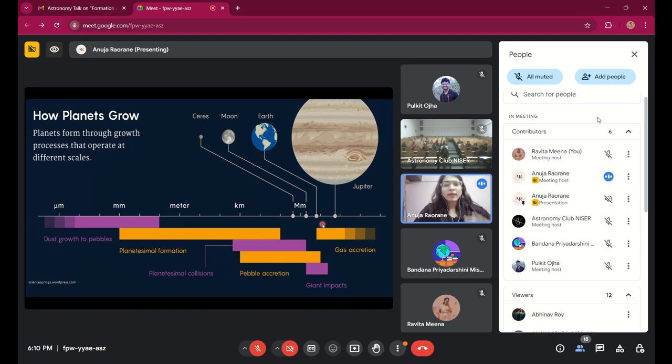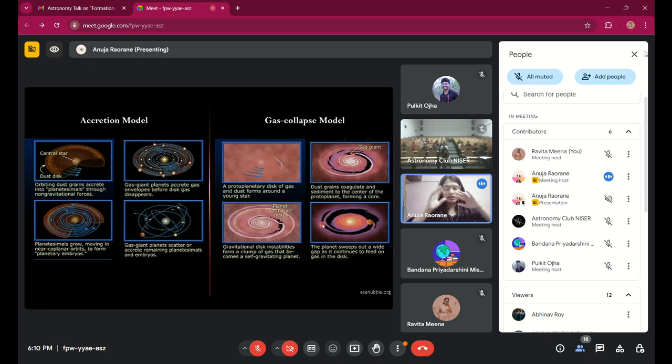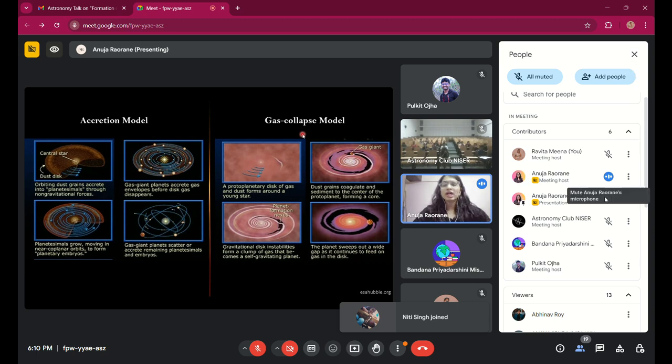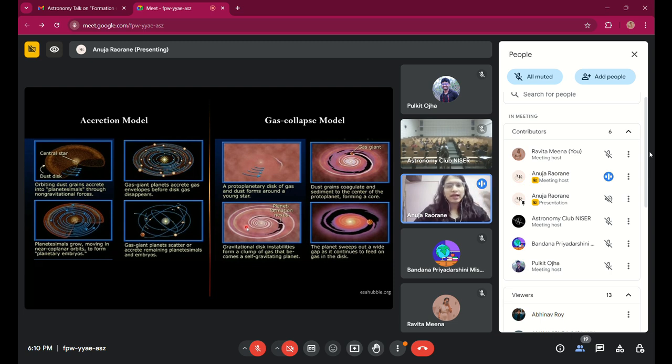So talking about planet formation, there is gas giant formation. There are two models that are widely discussed in the field. One is the accretion model, and one is the gas collapse model. I'll first talk about the gas collapse model because it is very similar to how we believe our star came to be. There was this disk, and there was some disk instability. There was a clump of gas that got together. It coagulated to form a core, and once the core was formed, there was gas accretion.